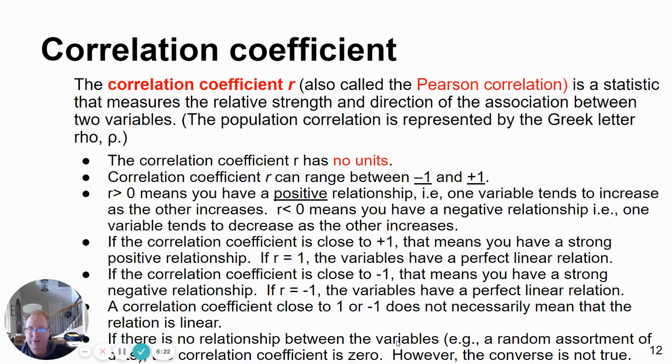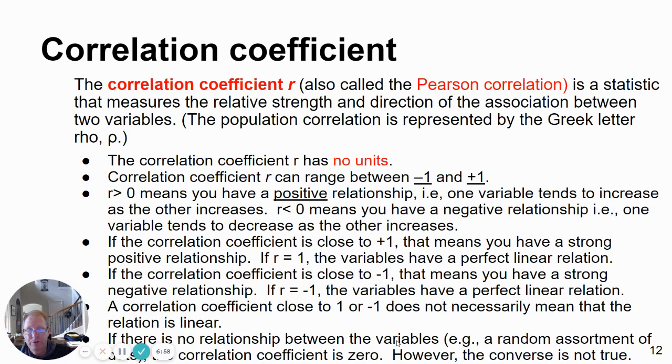If the correlation is close to +1, that means you have a strong positive relationship, but not necessarily a linear relationship. However, if R is equal to 1, the variables have a perfect linear relationship. If the correlation coefficient is close to -1, that means you have a strong negative relationship, but not necessarily a linear relationship. If R is equal to -1, the variables have a perfect linear relationship.